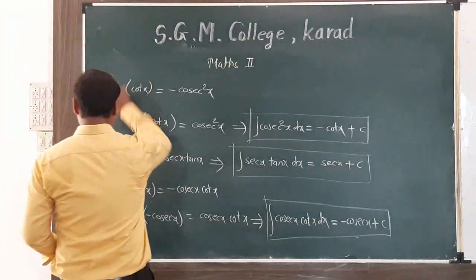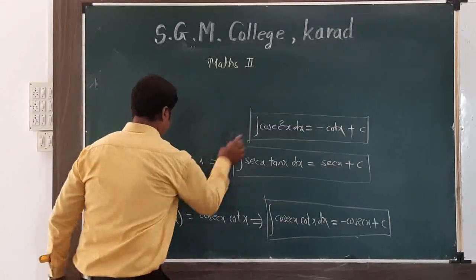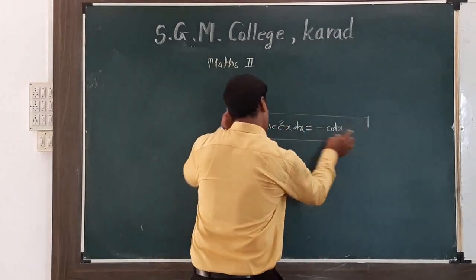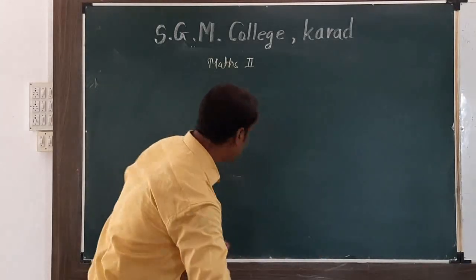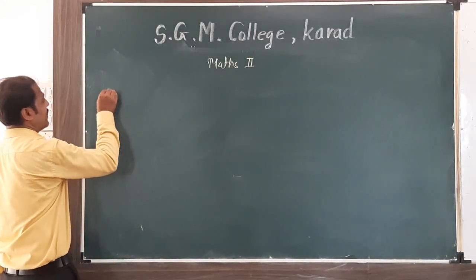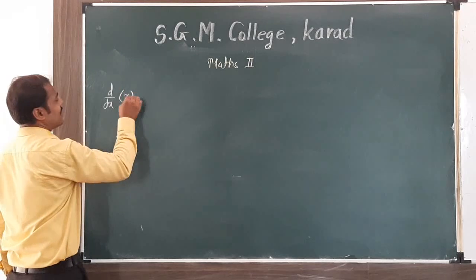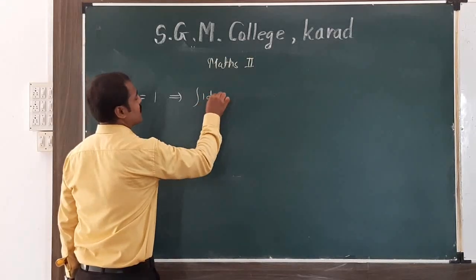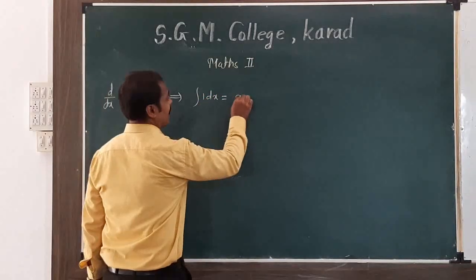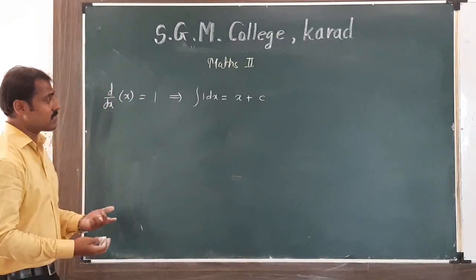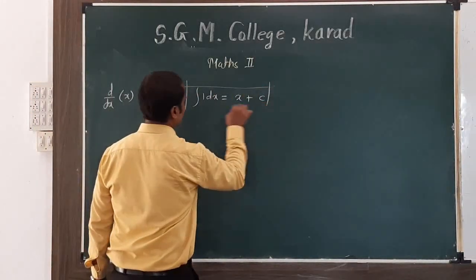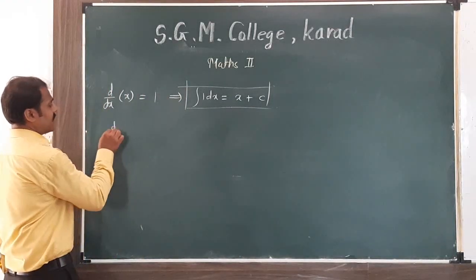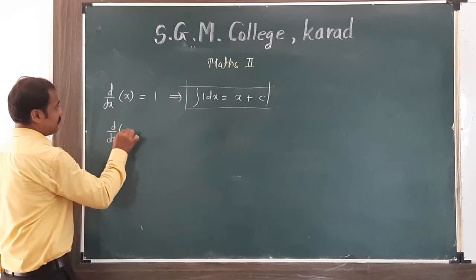Next, we find another formula of integration by using the formulas of derivative. We know that d/dx of x, derivative of x with respect to x, is what? 1. It implies that integration of 1 with respect to x is x plus constant of integration. It's very simple. Remember, integration of 1 with respect to x is equal to x plus c. Next, d/dx of kx.